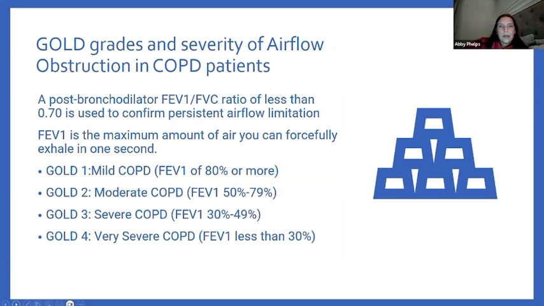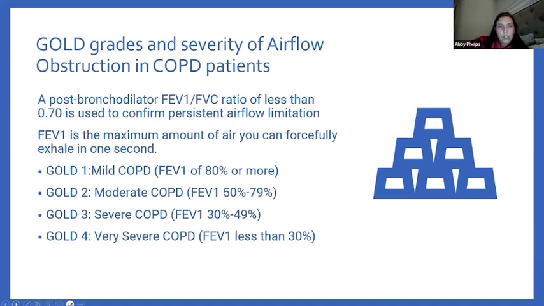So, GOLD grades and severity of airflow obstruction in COPD patients. Most bronchodilator FEV1/FVC ratio of less than 0.70 is used to confirm persistent airflow limitation. FEV1 is the maximum amount of air you can forcefully exhale in 1 second. And it is measured using spirometry, PFT. So that's how you get these numbers. And there are 4 different levels: mild, moderate, severe, very severe.